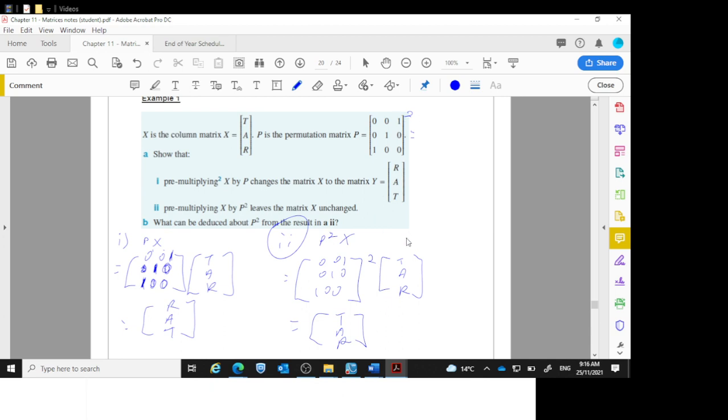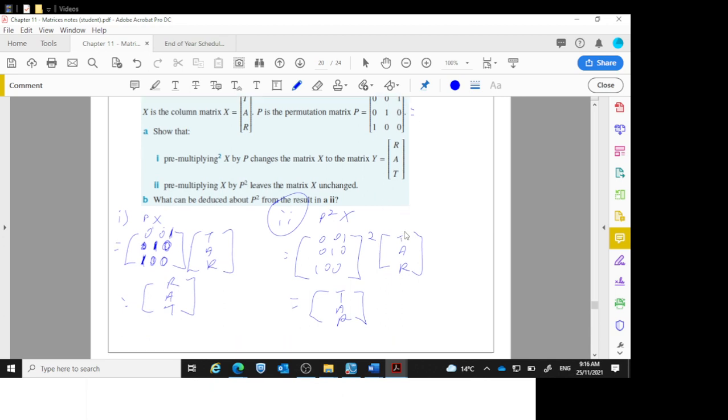Part B says, what can be deduced about P squared from the results in A part 2? Because we go back to the original, that means P squared is the identity matrix. So P squared is actually 1, 0, 0, 0, 1, 0, 0, 0, 1. It keeps them in the same order. Identity matrix.